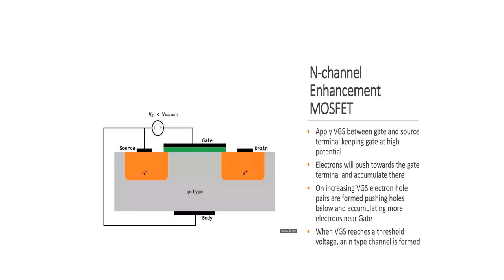Now, to increase the saturation current further, the gate to source voltage can be increased. This way, a huge amount of current can be made to flow through the MOSFET.